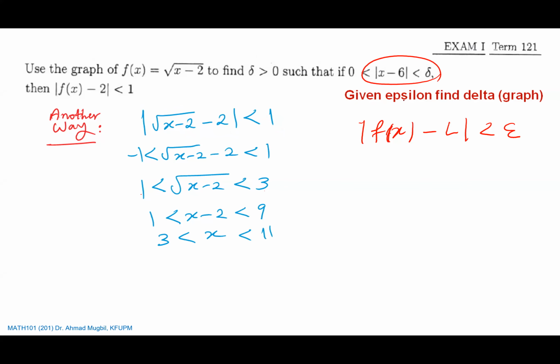So how do we do that? You can do it in two ways. The first way is to build this. So what you will do is x minus 6. You will subtract 6 from both sides, because I have x minus 6 here. So now I will have x minus 6 less than 11 minus 6, which is 5, or greater than 3 minus 6, which is -3. Now I need the absolute value. What should we write here, guys? The absolute value of x minus 6: should we write it less than 5 or less than 3?